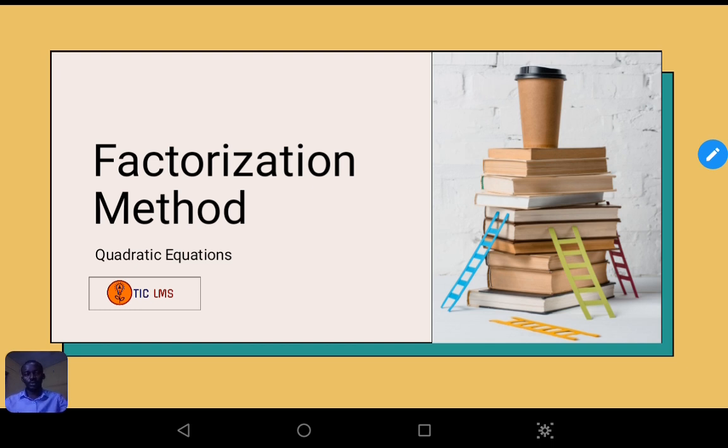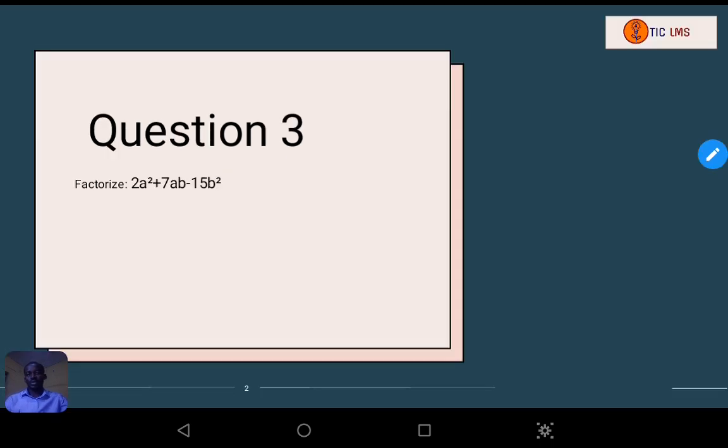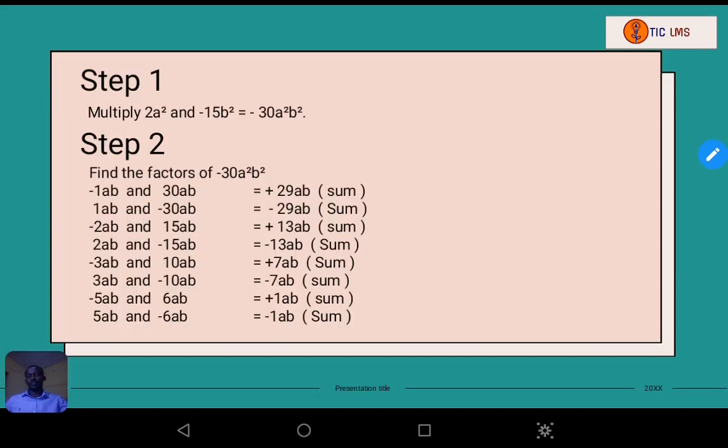My name is Adeboye. So here's question 3, which says factorize 2a squared plus 7ab minus 15b squared. Now in this question, we are only asked to factorize. We're not really asked to find maybe the roots of an equation. So let's jump right in.